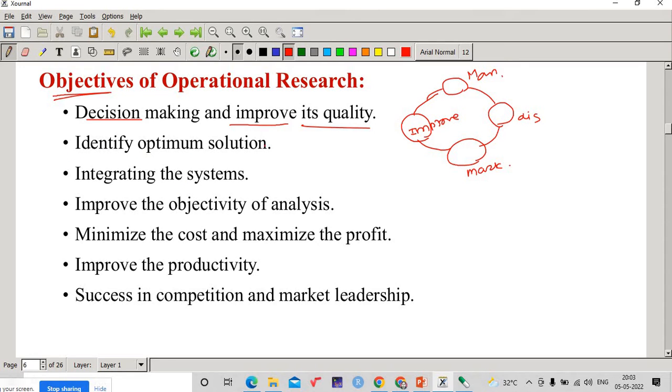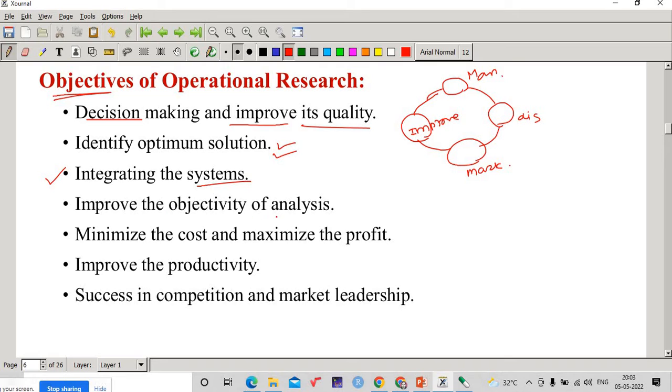Second is identify the optimum solution. Obviously, while improving the quality, we'll try to optimize all the resources and all the planning to get the maximum output. Integrating the system. The entire system is integrated through operation research because we don't leave any area of our organization unattempted. So it will definitely integrate your system, that means the organization or the firm or the agency, whatever it is.